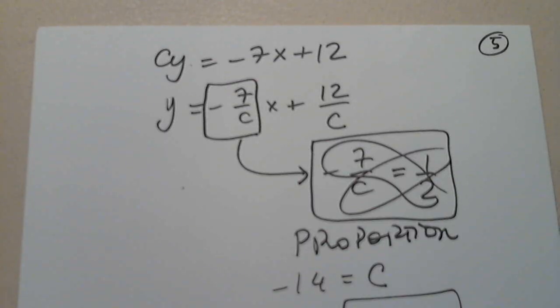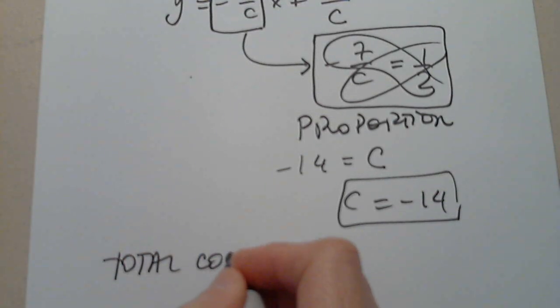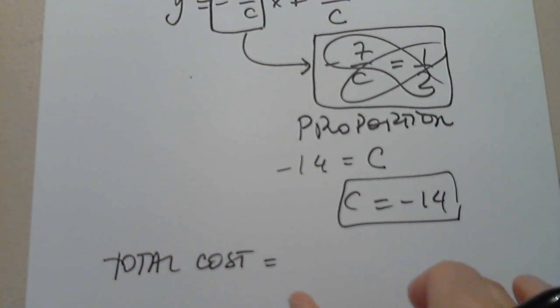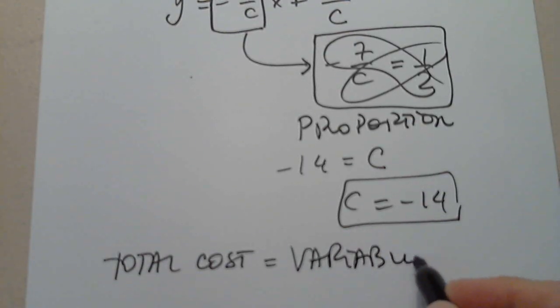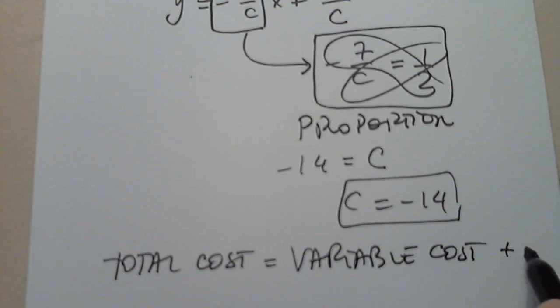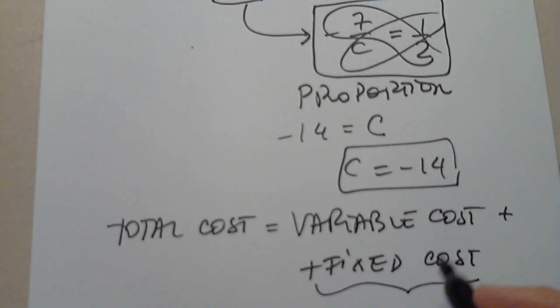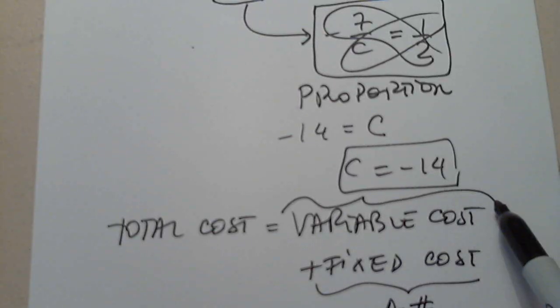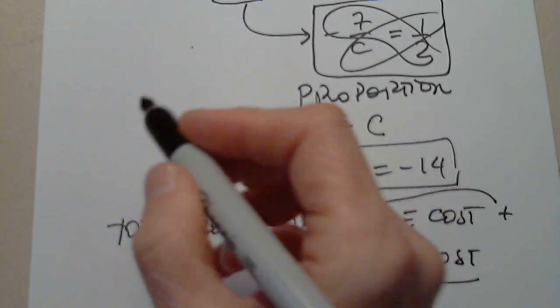So let me just mention something here. Total cost is made out of two pieces. Variable cost plus fixed cost. Fixed is just a number. The variable cost depends on the number of miles we drive. Depends on X.